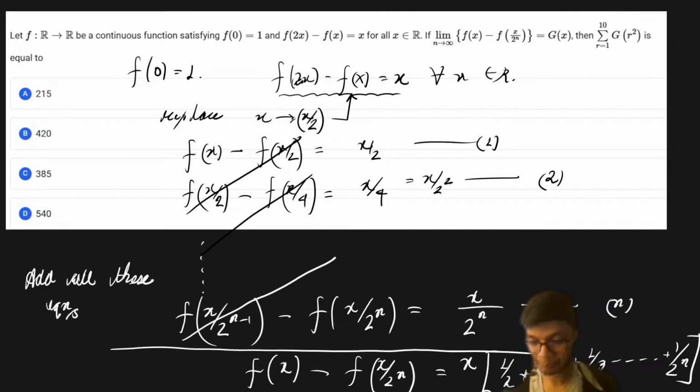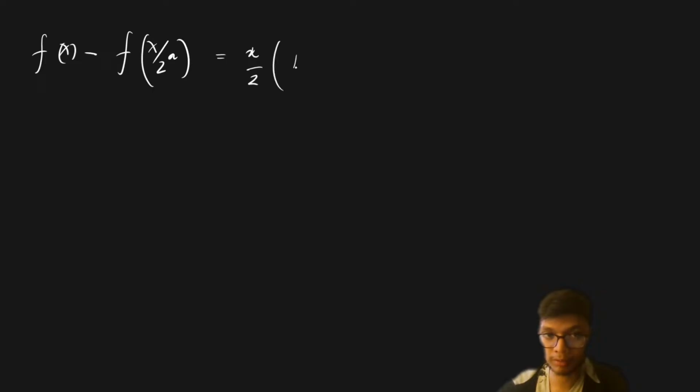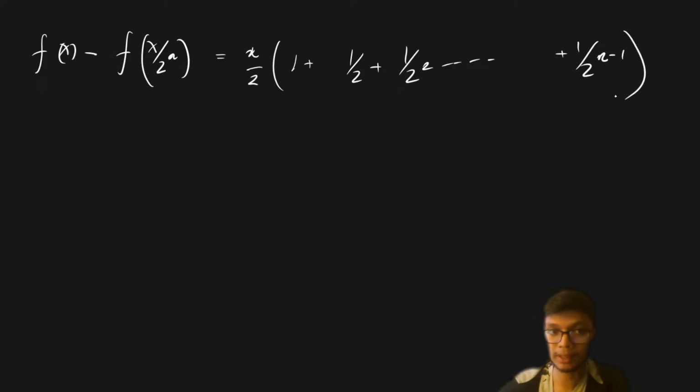Okay Ayush Pandey, let's not break the question momentum over here, and let's finish the question. Once I do that, I will get a very interesting result: f of x minus f of x by 2 to the power n is equal to, if I take x by 2 as common, 1 plus 1 by 2 plus 1 by 2 square and so on up to 1 by 2 to the power n minus 1, right?